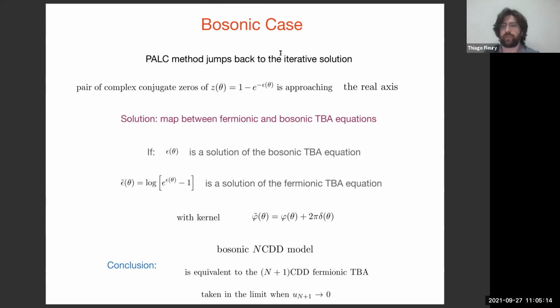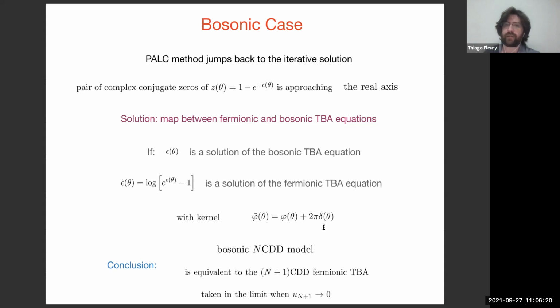The way to solve it is basically to map the bosonic TBA equations to the fermionic ones. This map is well known. If you have some solutions of the bosonic TBA equation, and you define this pseudo energy tilde here, it will be a solution of a fermionic TBA equation, but with a different kernel. The kernel will be the bosonic one plus corrections with a delta function. This implies that a bosonic N CDD model will be equivalent to an N plus 1 CDD fermionic TBA model, because this delta here can be obtained from the CDD expression by taking some limit in the parameter. So when you move from the bosonic to the fermionic, you have this map, and so it's enough to understand the fermionic TBA.